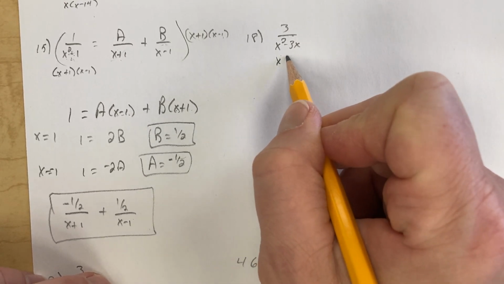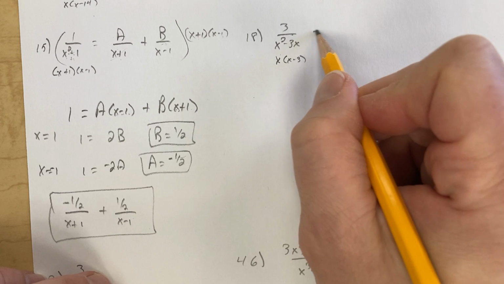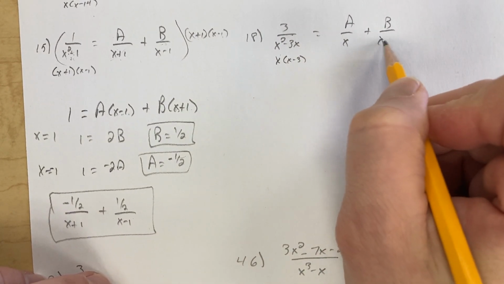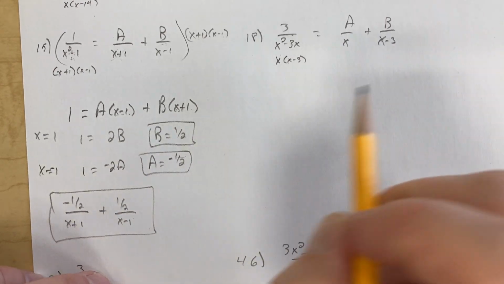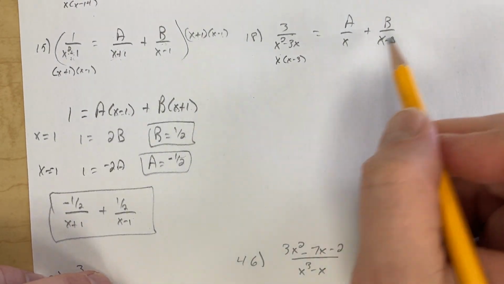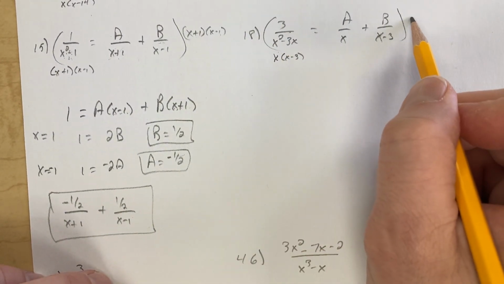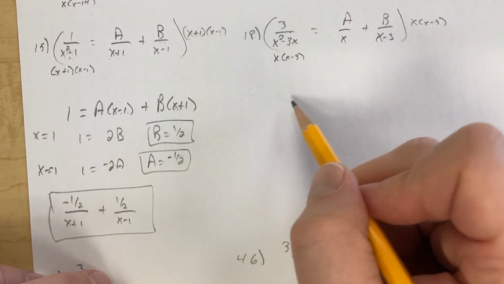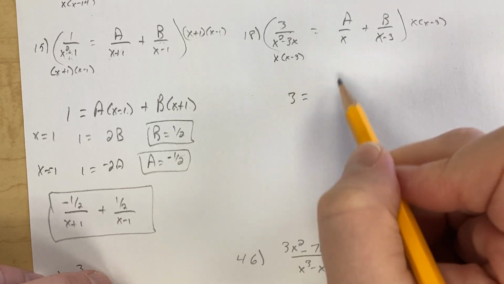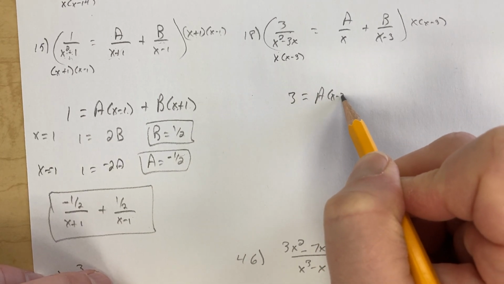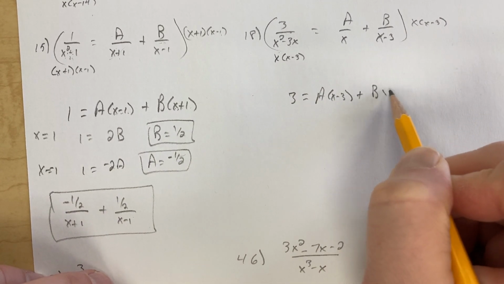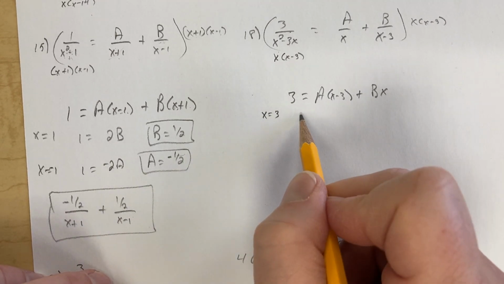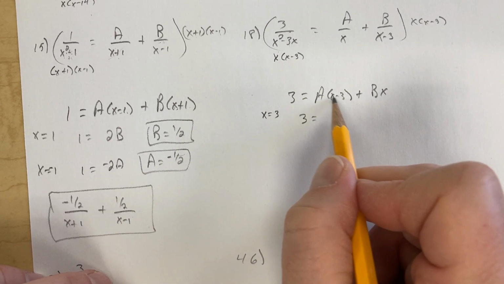Here we have x times x minus 3. So that means this is equal to a over x plus b over x minus 3. We want to find what that a and b are. So we're going to multiply everything by this x minus 3, which cancels completely here, gives us just 3 equals a times x minus 3 plus b times x. Okay, let's be smart. We'll pick 3 to start with. So 3 equals 3 minus 3 is 0.